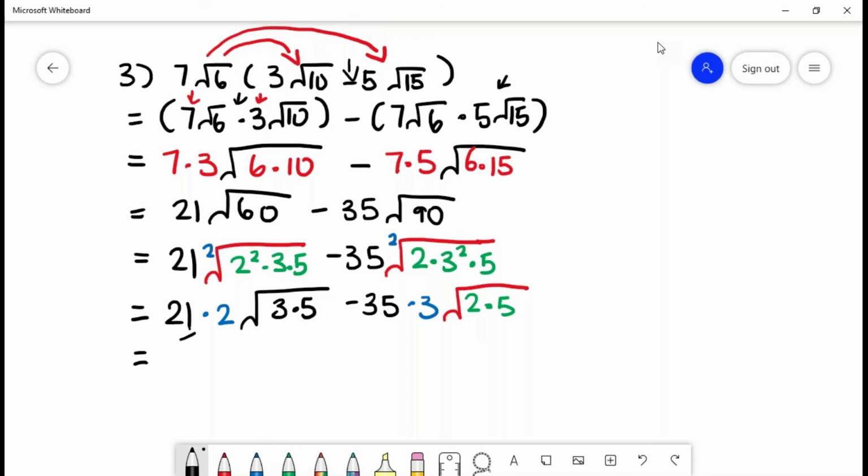On the outside of this radical expression here, we have 21 times 2. 21 times 2 is 42. And on the inside of the radical, we have 3 times 5. 3 times 5 is 15. And now we have 35 times 3 on the outside. 35 times 3 is 105. And on the inside of the radical, we have 2 times 5, sorry. 2 times 5 is 10.